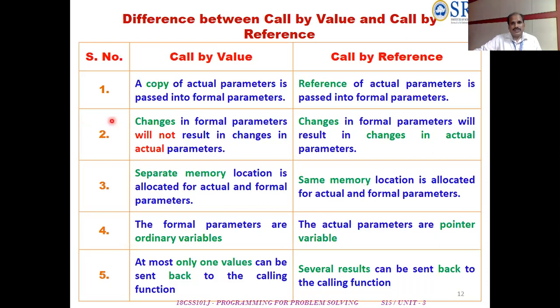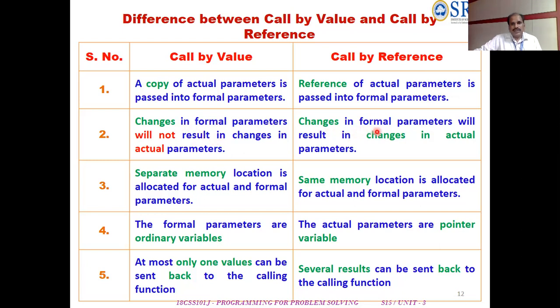Next, the difference between call by value and call by reference. In call by value, a copy of the actual parameter is passed to the formal parameter. The actual parameter value is copied first, and only the copied value is passed to the formal parameter. But in call by reference, the address of the actual parameter is passed to the formal parameter. In call by value, if any changes are made in the formal parameter, they will not be reflected in the actual parameter.